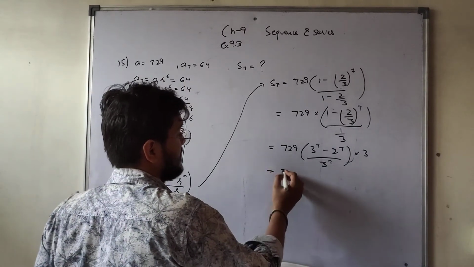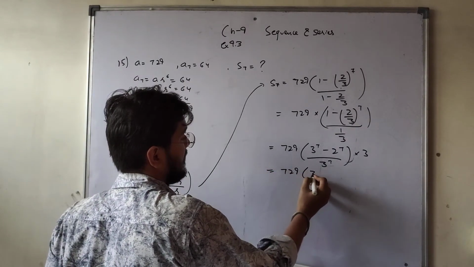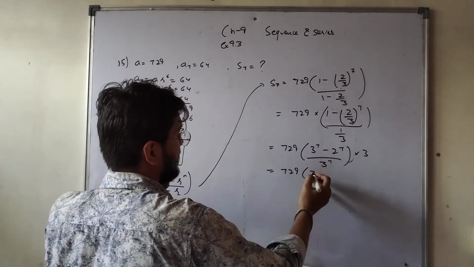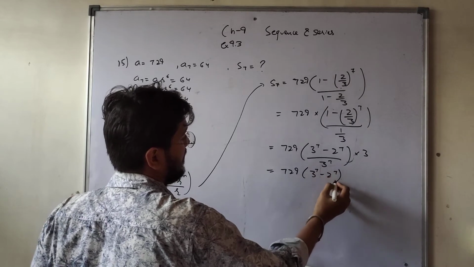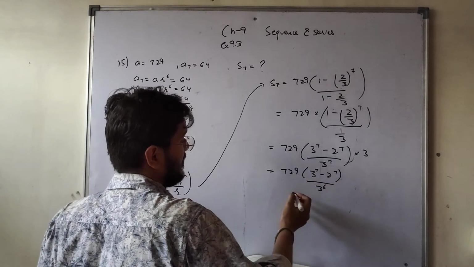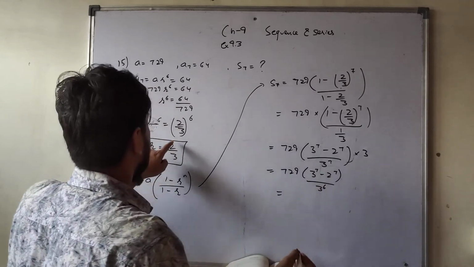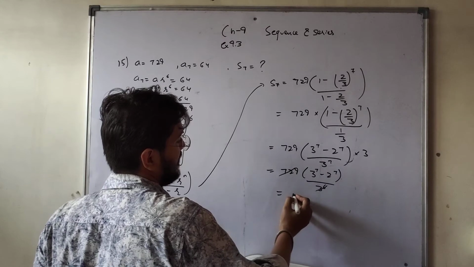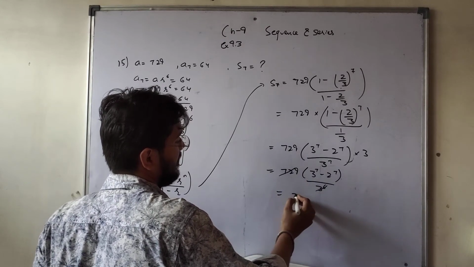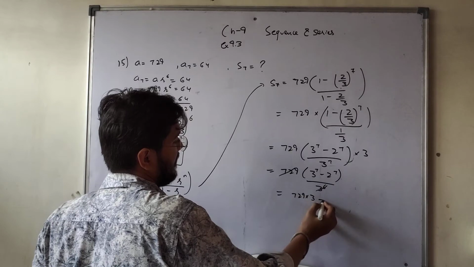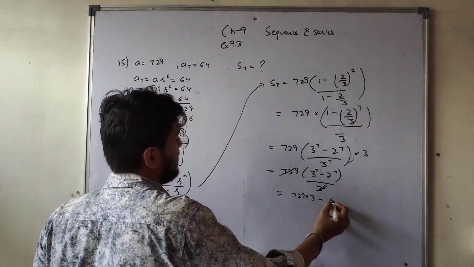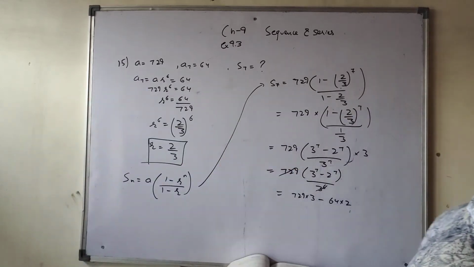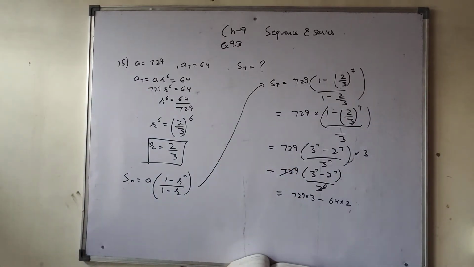This can be simplified as 729 times (3 raised to power 7 minus 2 raised to power 7) upon 3 raised to the power 6, after cancelling, right? So 3 raised to power 6 is 729, and 729 and 729 get cancelled. We get 3 raised to power 7, which is 729 multiplied by 3, minus 2 raised to power 7, which is 64 multiplied by 2. So just find the values, whatever the value is, that will be our answer for question number 15, right?